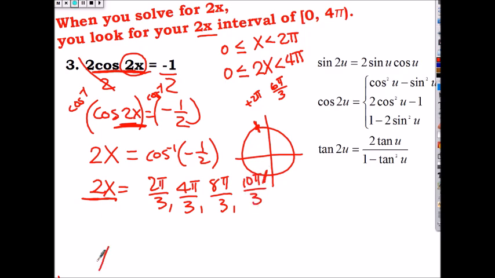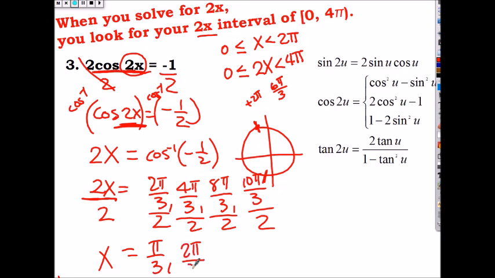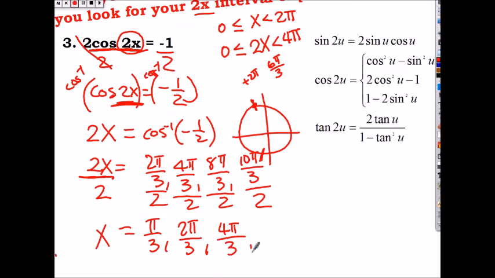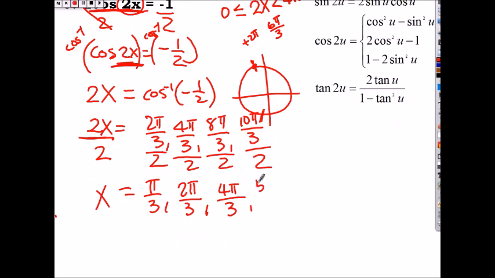To solve for x, you divide by 2, meaning you divide by 2 to all 4 solutions. So then I get 2 pi over 3 is pi over 3. 4 pi over 2 is 2 pi, and you still have over 3. 8 divided by 2 is 4 pi over 3. And you have 5 pi over 3.